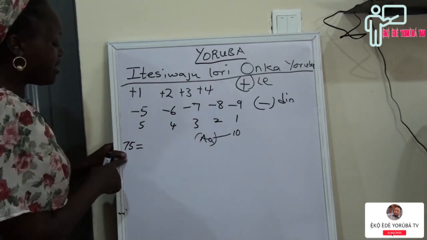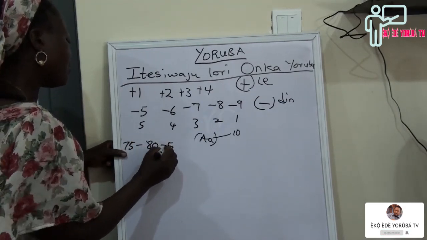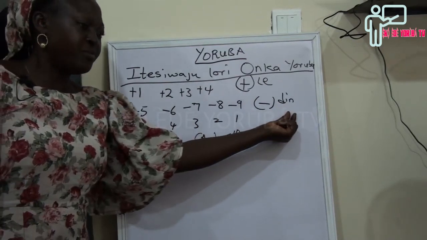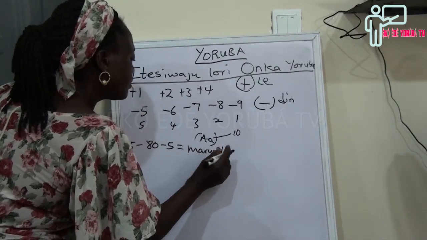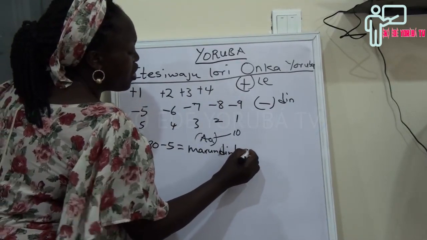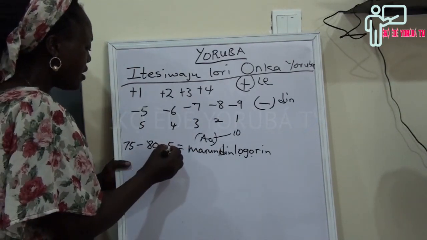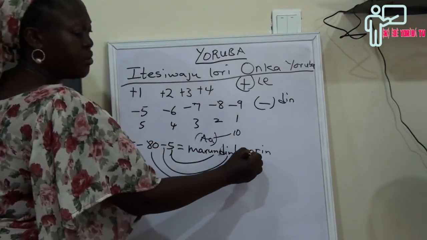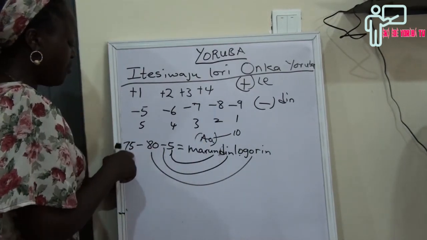And the 75, the next number will be 80 minus 5. That is, we are going to remove 5 from 80, which is márùndínlọ́gọ́rin. I told you from the back we count. This is it. Márùndínlọ́gọ́rin. When you remove 5 from 80, it will give us 75.